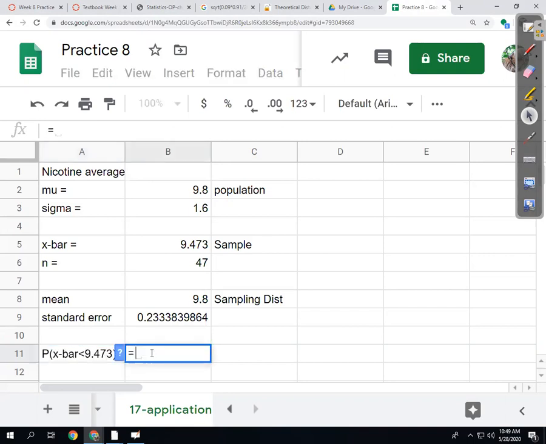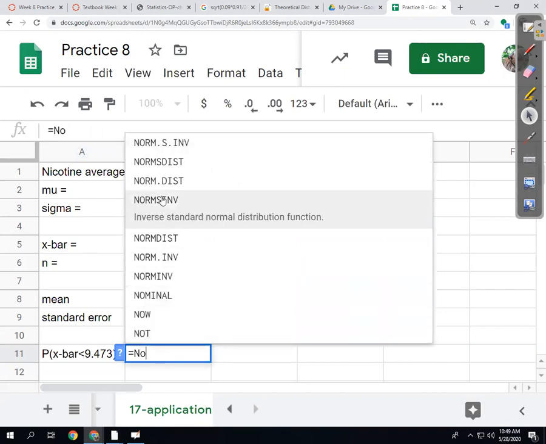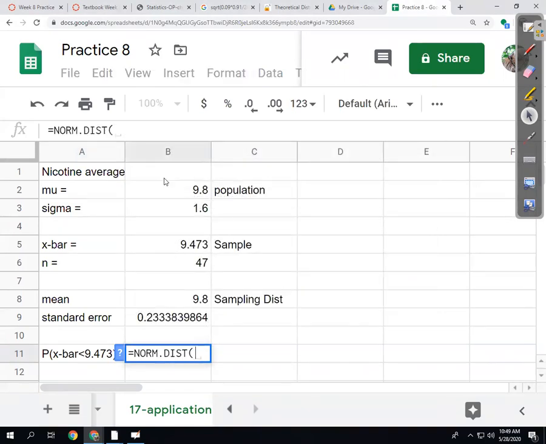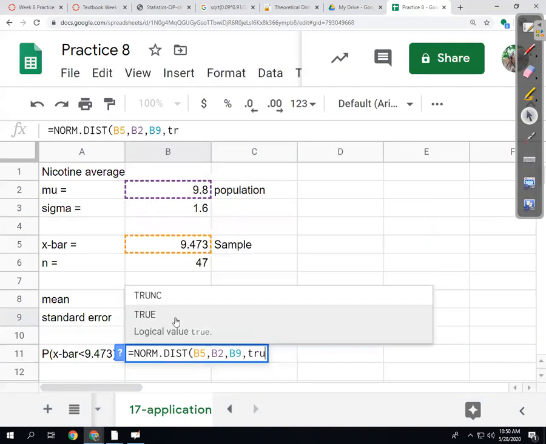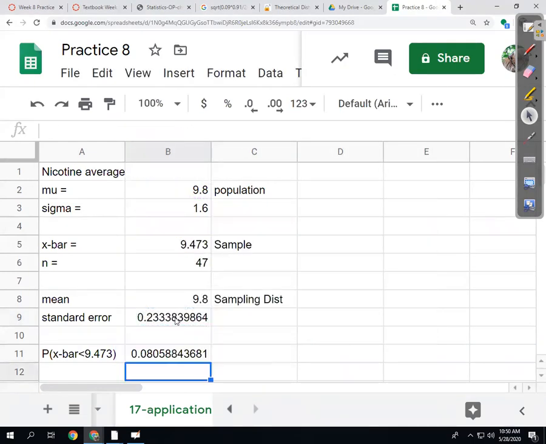And so that would be equal to the norm dist, because it's a left tail. I don't have to do 1 minus, that's a right tail. And then enter the value we're questioning. Enter the population mean, find the correct standard deviation. So we have to use the standard error in this case because we have a sample. So that's 47, and then true or 1. Okay, so according to the calculator, it's about 8%, which was in my ballpark guess there. I was thinking like 7 or 8%.